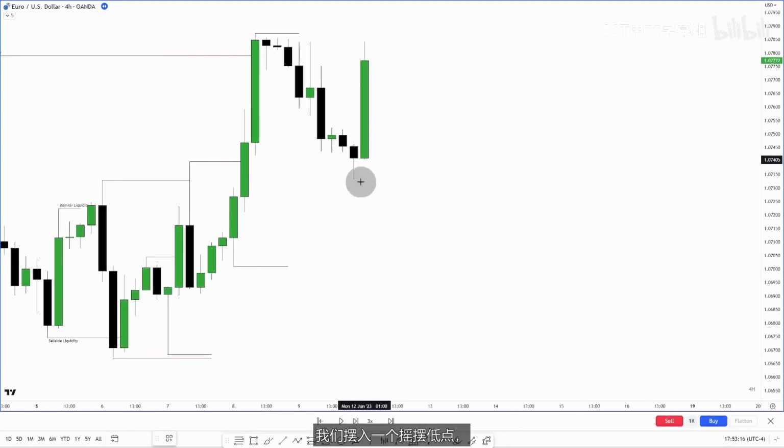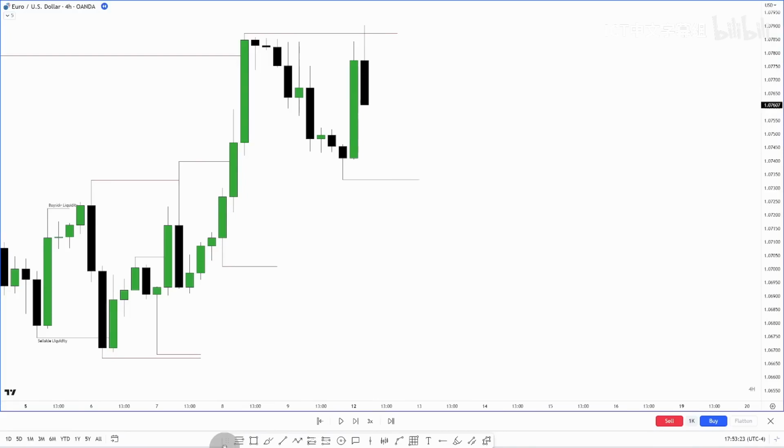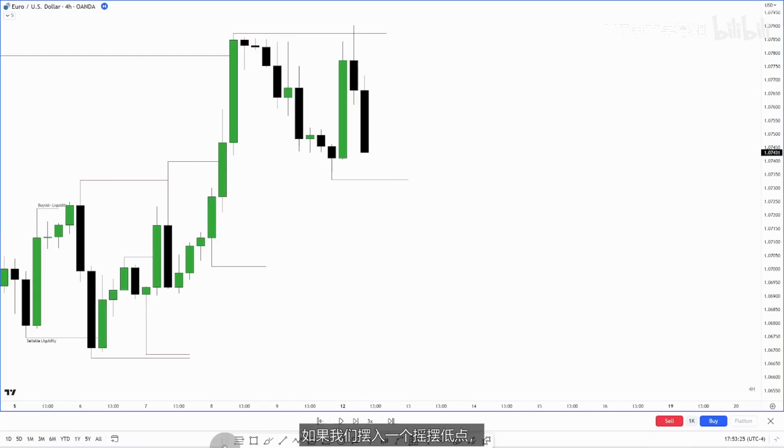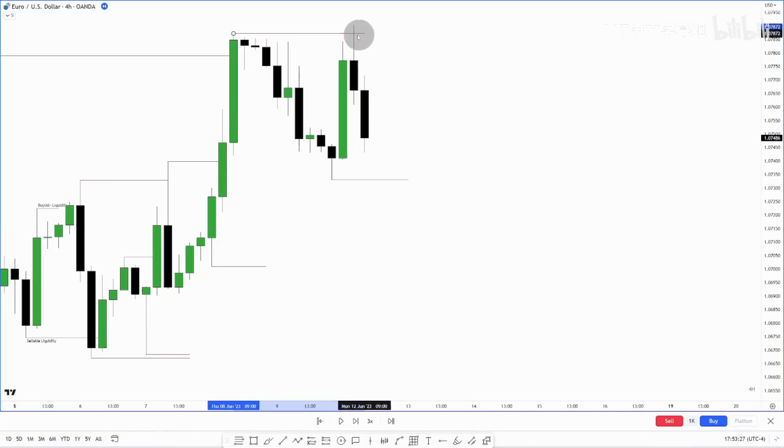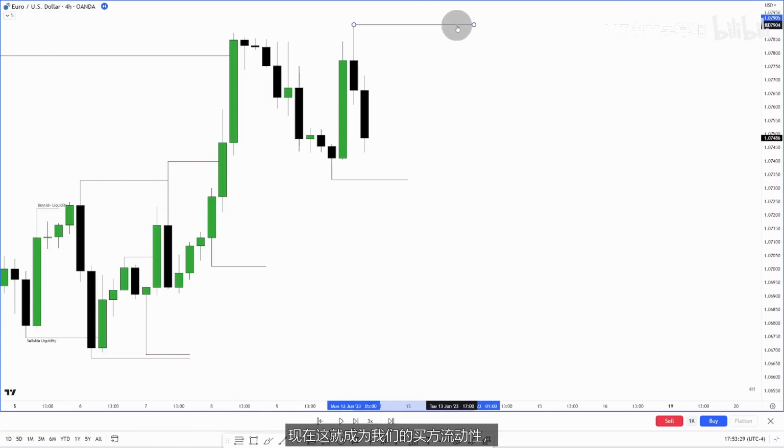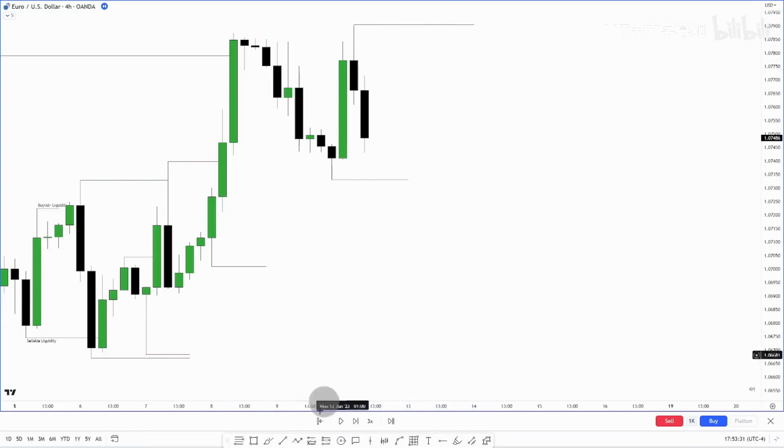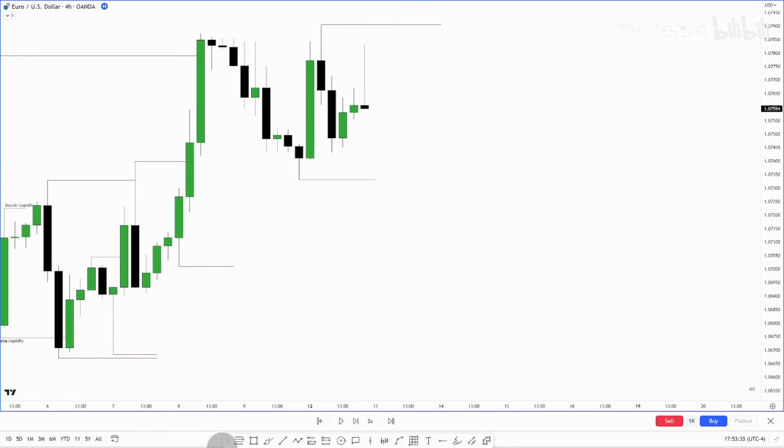Now we put in a swing low, and this is reaching for that buy side up there. And now that it is taken, if we put in a swing low, now this becomes our buy side liquidity. And you can see how this continues.